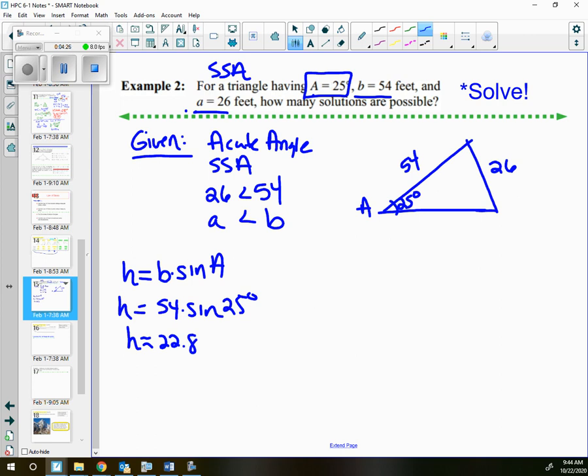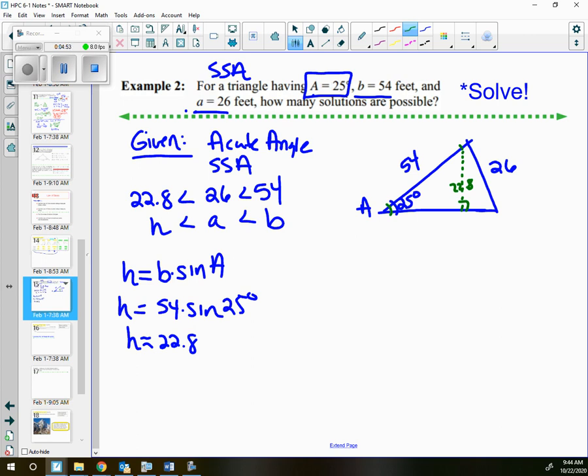Now I want to see how that compares with everything else. 22.8 is less than the 26. So the height is less than A, which is less than B. What that means is, since A is bigger than the height, I can physically draw that triangle. If I put the height in here, this is the 22.8. We just did that in this triangle over here to figure out our height. 22.8 is shorter than the 26, so I can physically draw that.